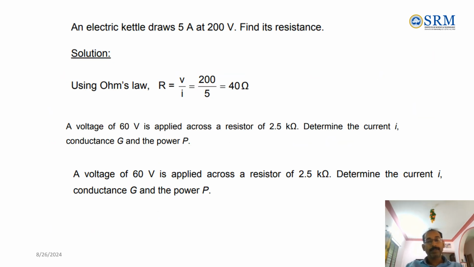So this is a simple numeric problem. An electric kettle draws 5 ampere at 200 volt. Find its resistance. Using Ohm's law, we know that V is equal to I into R, so R is equal to V by I. We know the value of voltage as well as current, so we can easily calculate the resistance. It is 40 ohm. In the same way, a voltage of 60 volt is applied across a resistor of 2.5 kilo ohm. Determine the current I, conductance G, and power P. Very simple problem. Using Ohm's law, V is equal to I into R, and power P is equal to V into I. Easily you can calculate that.